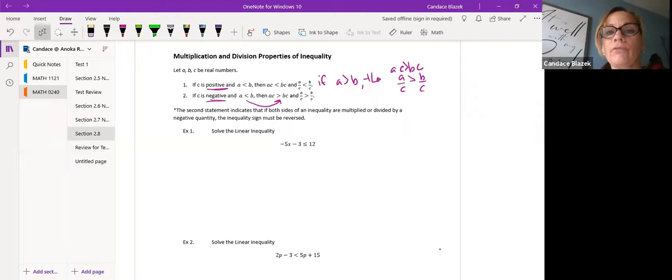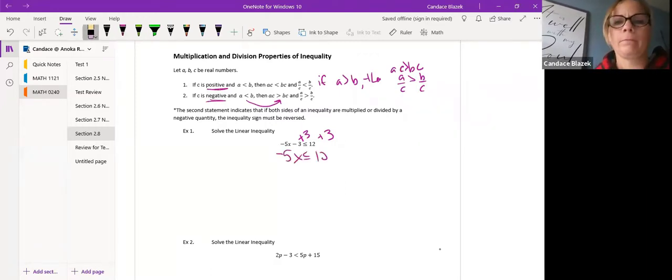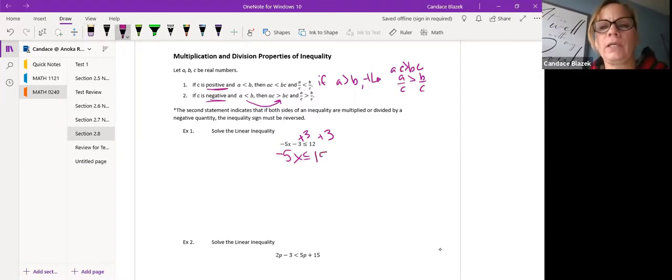So I want to take a look at a few examples of how this would work. With example number 1, we're supposed to solve the inequality negative 5x minus 3 is less than or equal to 12. The first thing I'm going to do is add 3 to get the variable alone on one side. So 12 plus 3 is 15.